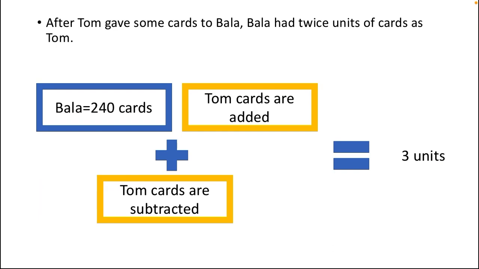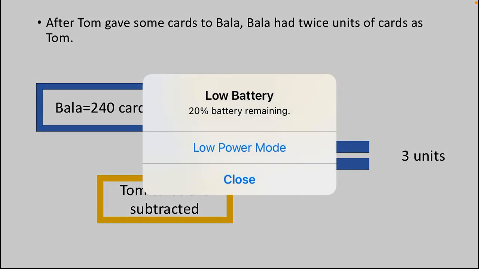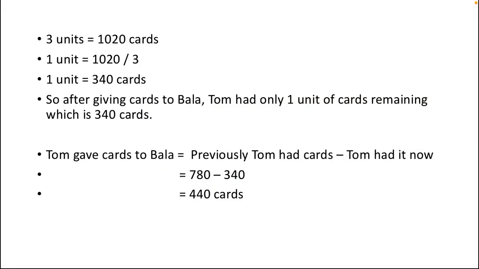Now we don't know how many cards are given to Bala and how many cards are left with Tom, so we are using the units method. After Tom gives some cards to Bala, Bala has 2 times the cards of Tom. So all together, Bala has 2 units of cards and Tom has 1 unit of cards. So all of them will be added and it will become 3 units. Now the 3 units have 1020 cards.